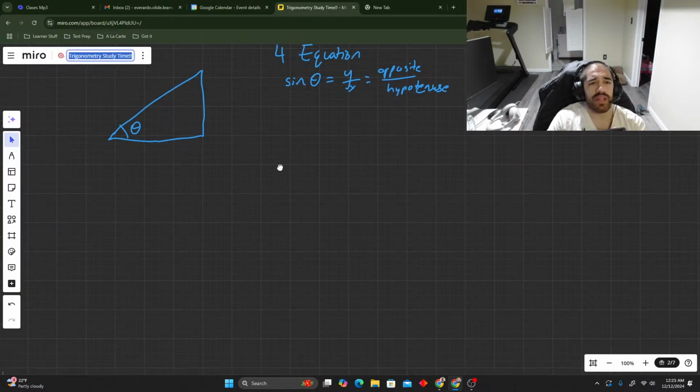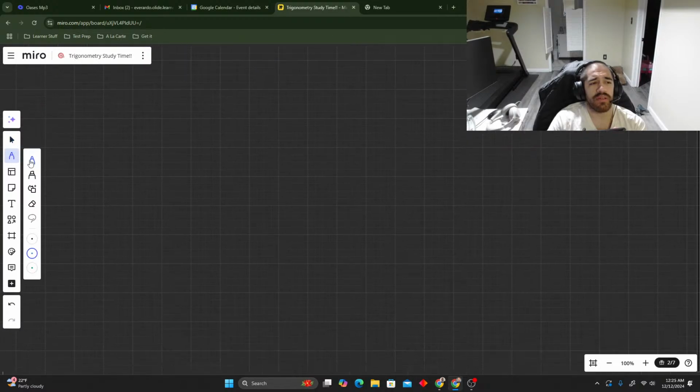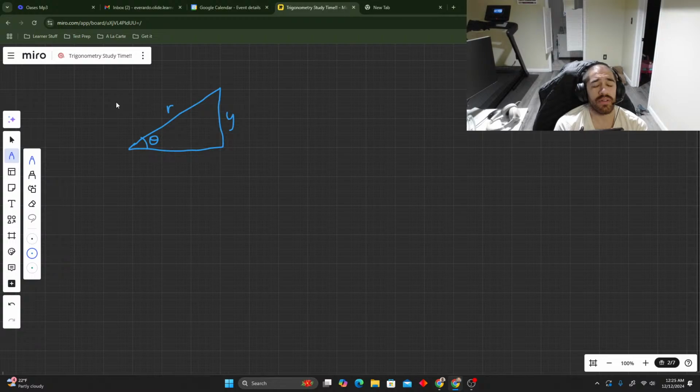So let's just start over real quick. Trigonometry basically is a study that relates a triangle, specifically a right triangle. It relates the properties of a right triangle. So let me explain this. A right triangle is basically a triangle. Triangles have three angles. Specifically, a right triangle has a right angle, which means it's 90 degrees.